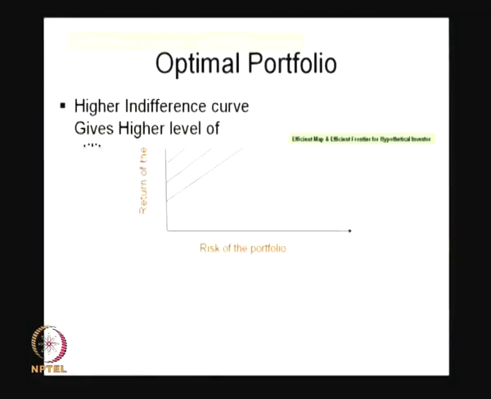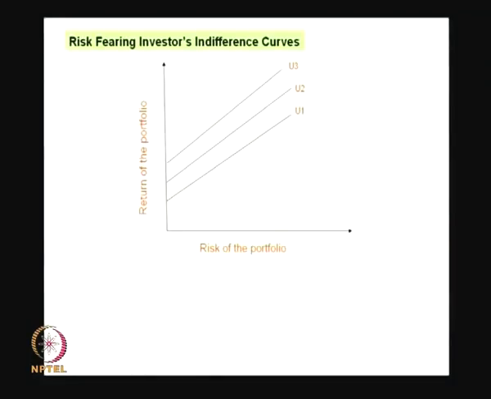Then how does it look? If you observe this, this is a curve which looks a little bit stiffer than the previous curve I have shown you. We call this the risk fearing investor's indifference curve. Why is it a risk fearing investor's indifference curve? If this is the risk level and this is the return, once you increase your risk level, the investor is not going to take more risk in this case.